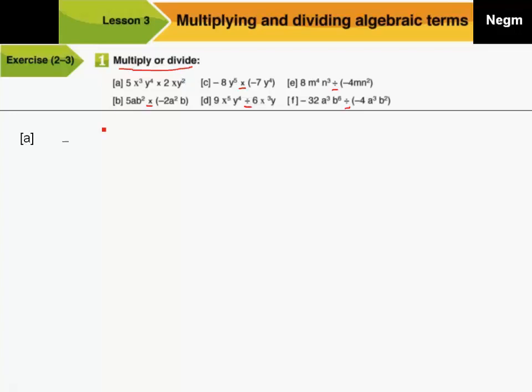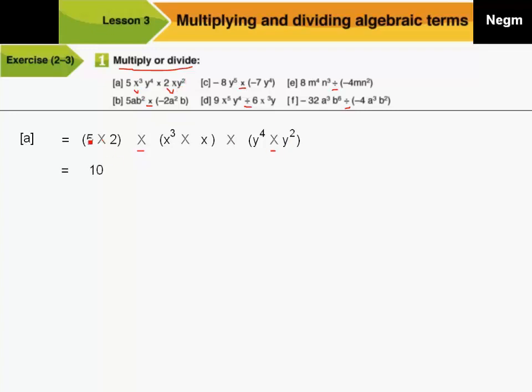For example, number A: we have to take the numbers between two brackets, the multiplication of the numbers, which is 5 times 2, times we have two symbols which are x and y. So we will take the multiplication of the first symbol, which is x, between two brackets. So this will be x to the power 3 times x to the power 1, times between two brackets y to the power 4 multiplied by y to the power 2.